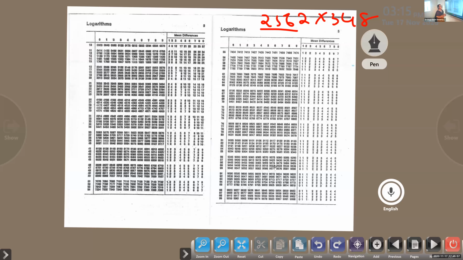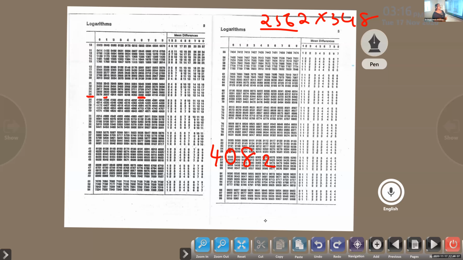So under the 6, you are getting a value like 4082. Still not complete. There is the 2 here. How do you find out the 2? You cannot find it in this. You have to go for the mean differences here. So under 2, what is corresponding to 25? Corresponding to 25, it is 3. So you just add that number to that. It means 4083. So the corresponding logarithm of 2562 is 4083.